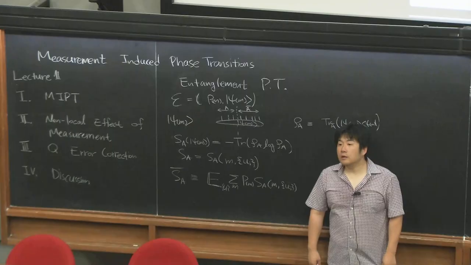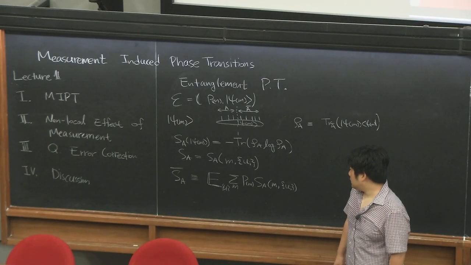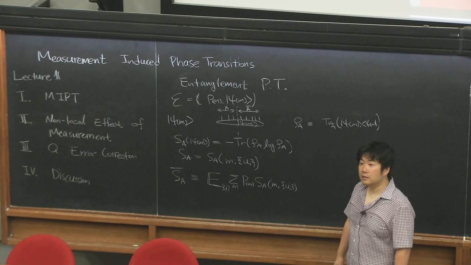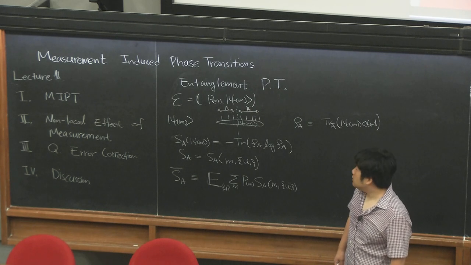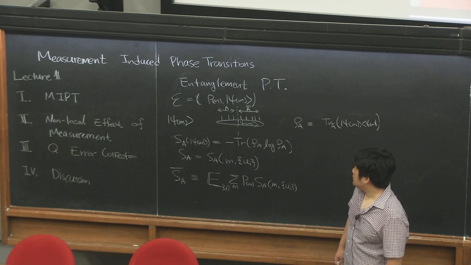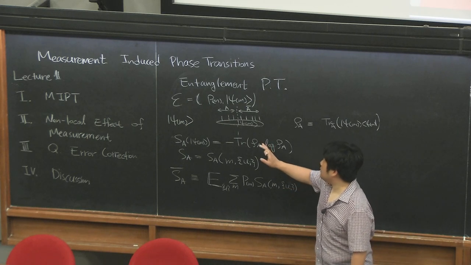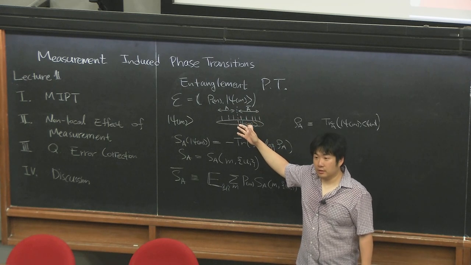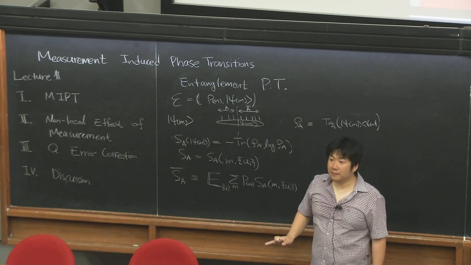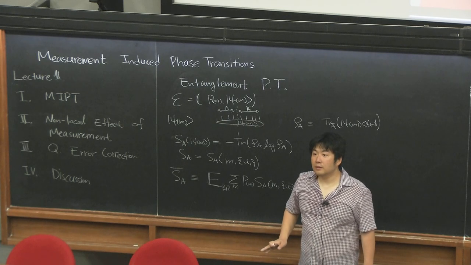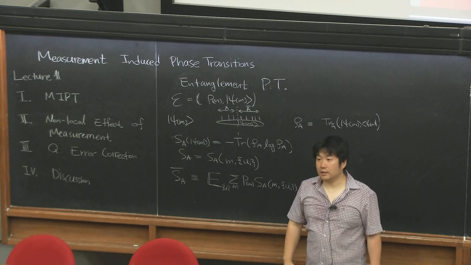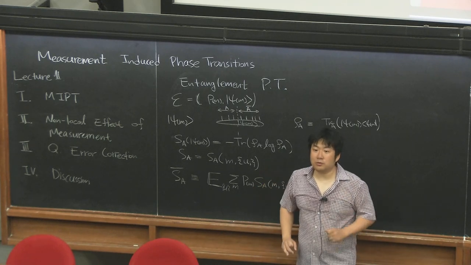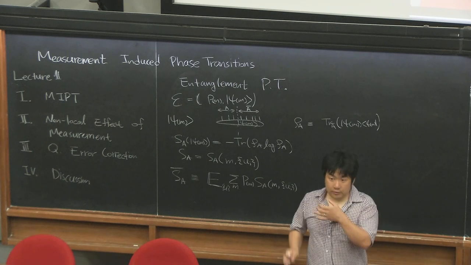Yes? Why does it depend on the measurement? S is the entanglement entropy between the left half and the right half. So it depends on the wave function, and the wave function depends on the measurement outcome. m is a measurement outcome. Maybe it wasn't clear: m is a collection of measurement outcomes at every point in space-time, whenever we perform measurements.